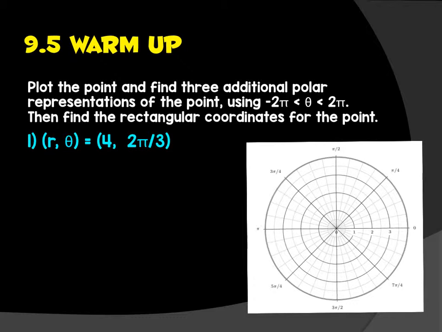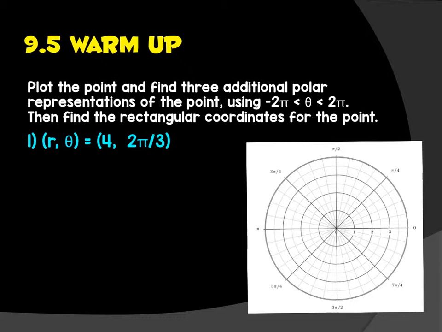All right, so 9.5, we talked about polar coordinates, how to plot a polar coordinate, how to convert a polar coordinate to rectangular, rectangular to polar, and how to find additional coordinates, kind of using that coterminal thought process. So this says plot a point and find three additional polar representations of the point using negative 2 pi is less than theta, which is less than 2 pi. Then find the rectangular coordinates for the point.